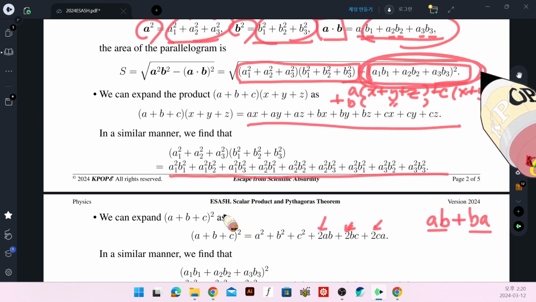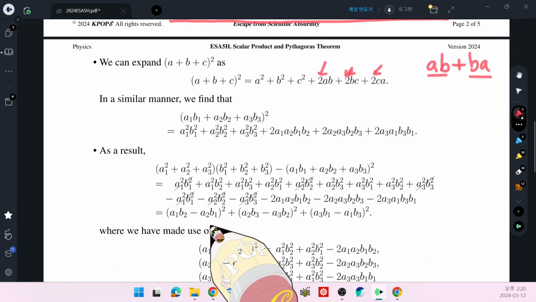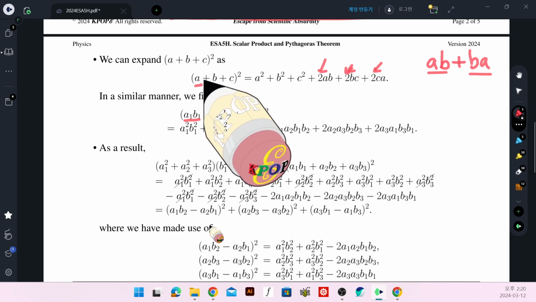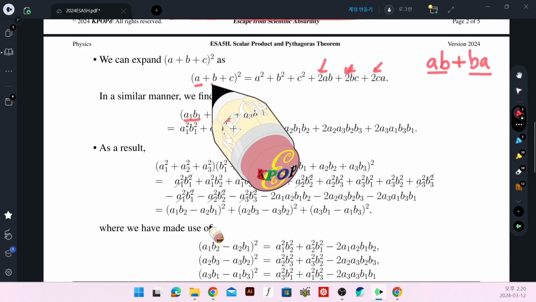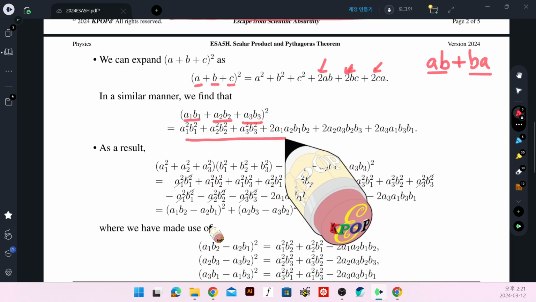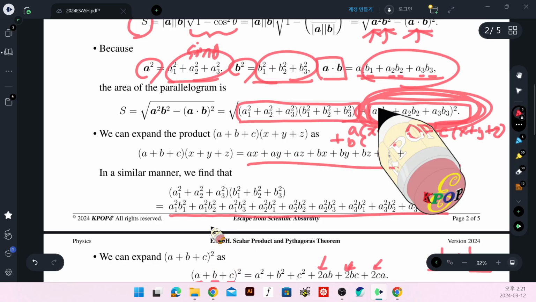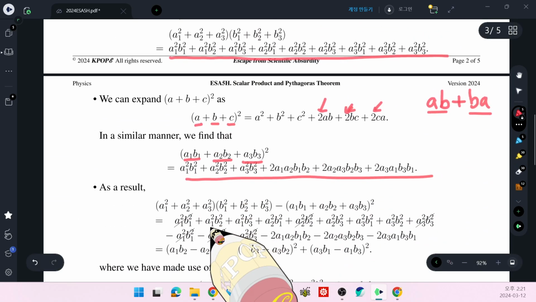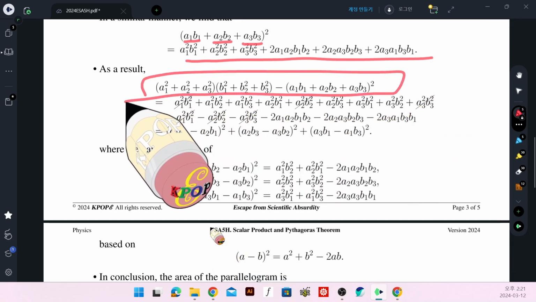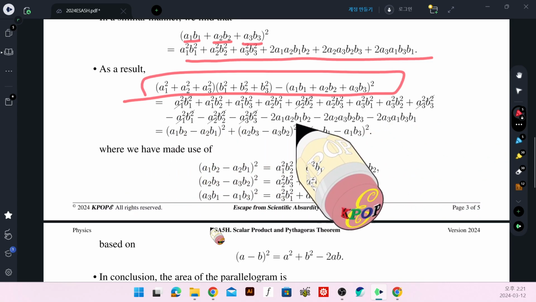Because we want to know this scalar product's square, I can substitute a1, b1 in here, a2, b2 for b, and a3, b3 for c to find the final results for the second term. So the complete expansion of these two leads to this, inside the square root of the area formula, we have this expression.